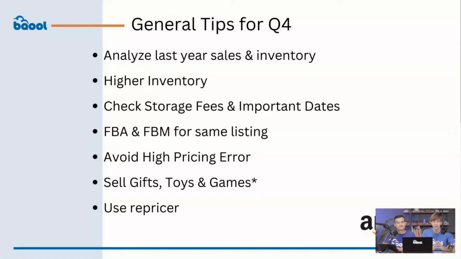You also need to make sure that you use a repricer, because during Q4 competition is going to be really high. You need to make sure that you have something to compete against other people. And if other Amazon sellers are using a repricer and you don't, it's going to be really hard for you to win the Amazon buy box. And as we know, most of the sales come from the Amazon buy box, so we need to make sure that during Q4 you have something to help you compete against other sellers.